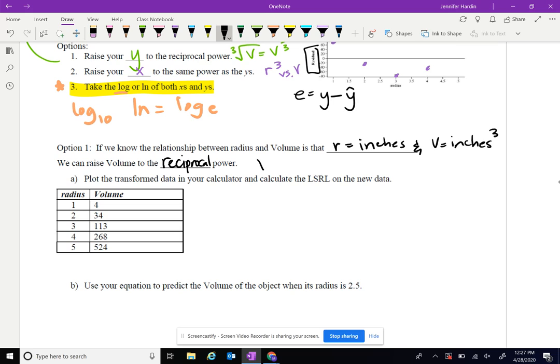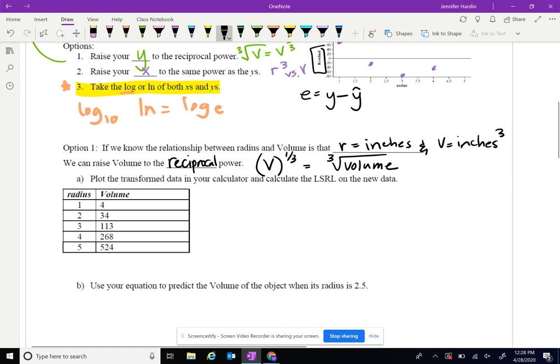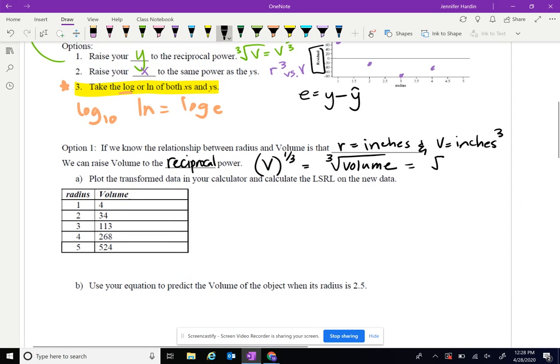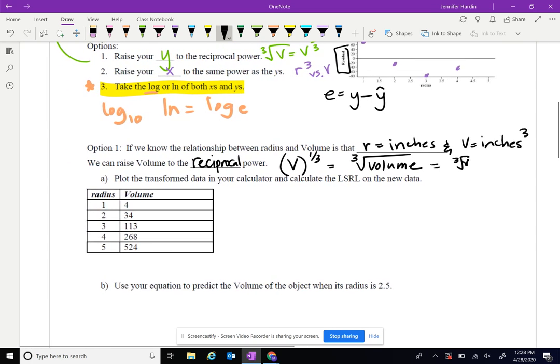So if we take our volume and raise it to the 1/3 power, that'd be the same thing as taking the cube root of the volume. Okay, so what that does is if you take the cube root of the volume, then you also end up with just inches, right? And now we're comparing the same units to the same units, and that's what's going to make our plot look linear. So here we have our original x.